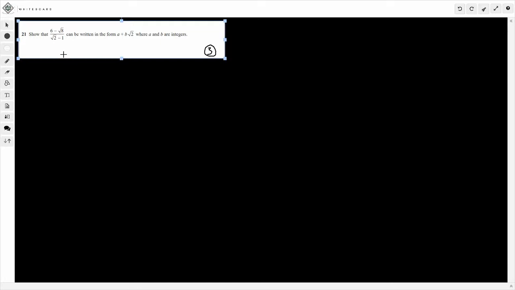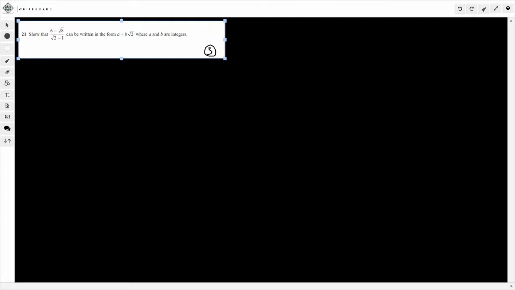And here today in this question, we're dealing with surds. So we've got to show that 6 minus root 8 divided by root 2 minus 1 can be written in this form here, a plus b root 2, where a and b are just integers. So remember, an integer is just a whole number, that's all that means.